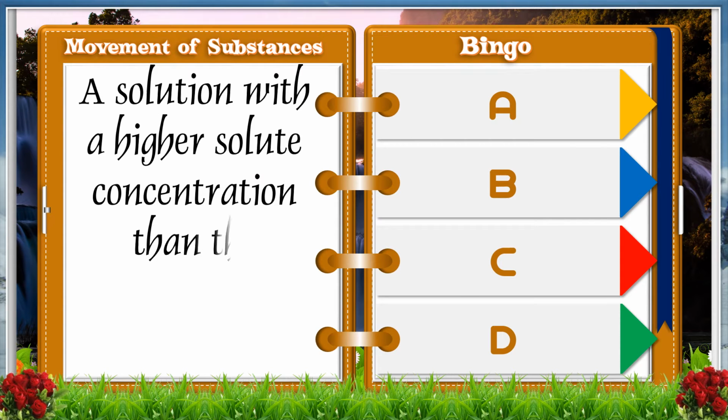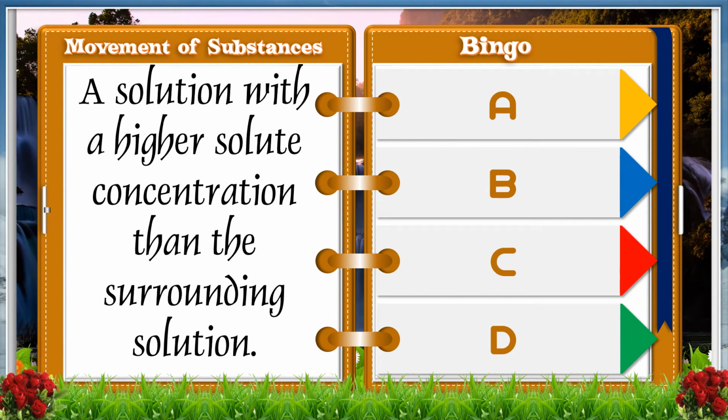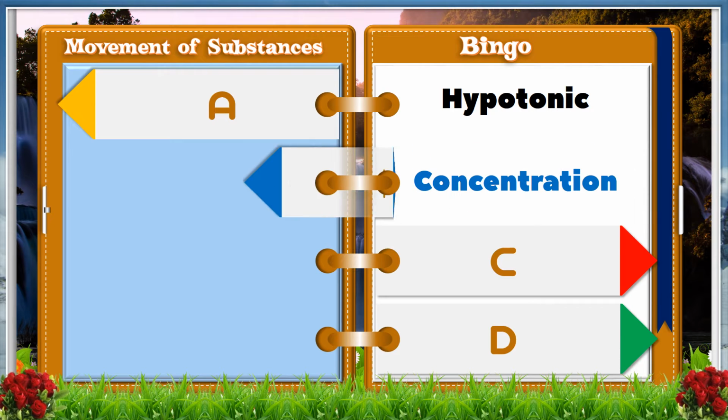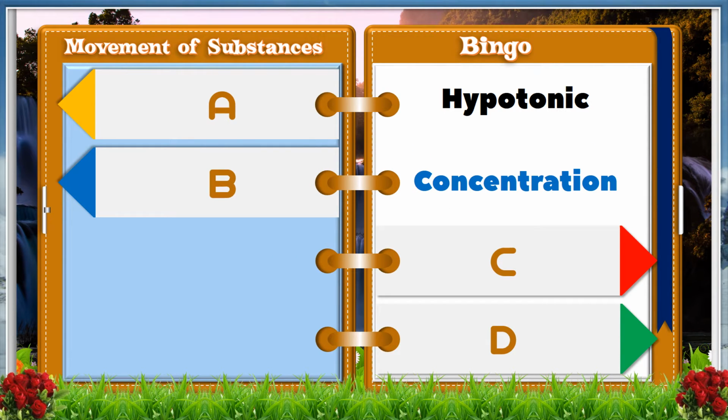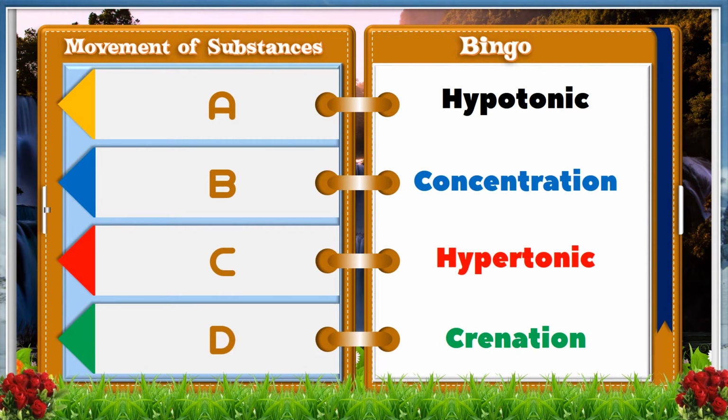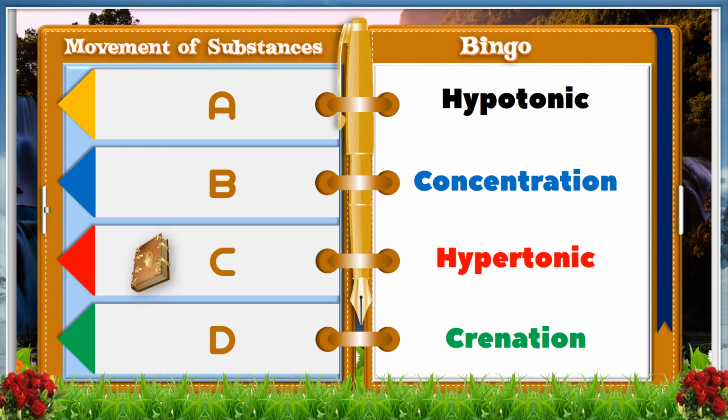A solution with higher salt concentration than the surrounding solution. A. Hypotonic. B. Concentration. C. Hypertonic. D. Crenation. And the answer is C. Hypertonic.